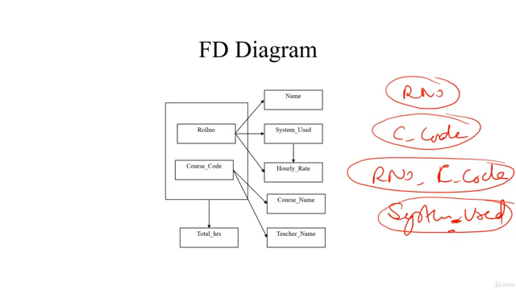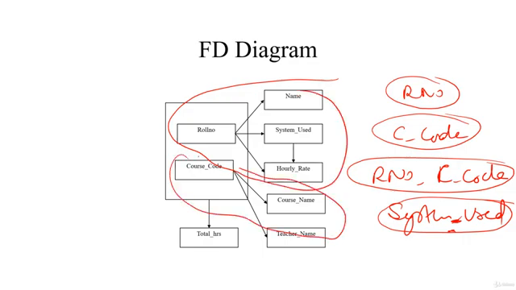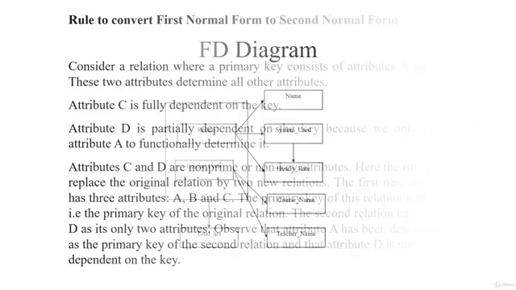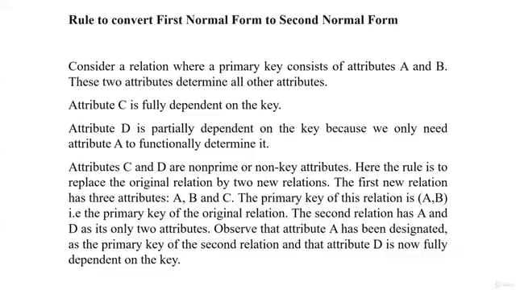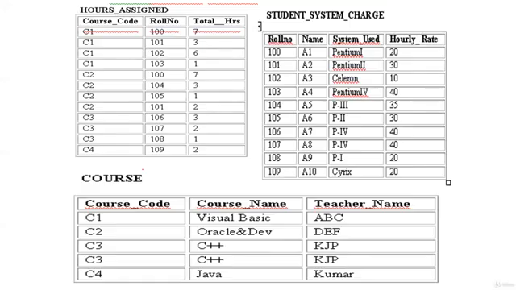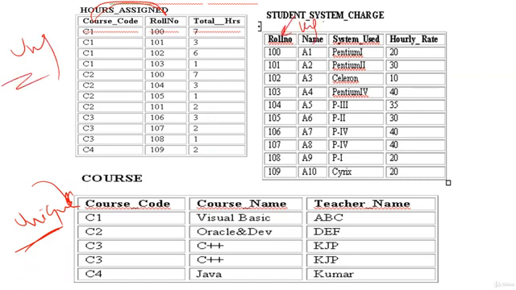So initially we decompose our tables this way. When we decompose our tables in this way, then we get an FD diagram or table like this. Here you can see that course code becomes unique. Here the course code and roll number combination becomes unique. Here roll number also becomes unique. But still system used is not unique. You can see that P4 is repeating. Due to this, this table is not in BCNF.